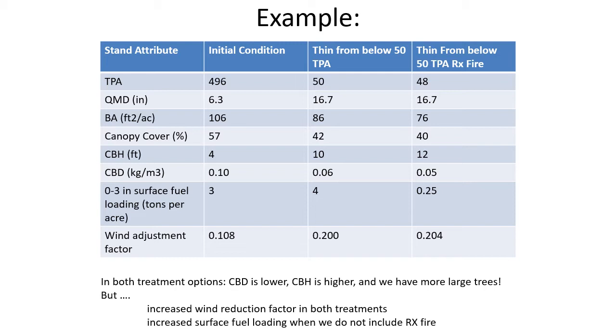But in our thin from below without the follow-up prescribed fire, we are increasing our surface fuel load. So we would need to do some fire behavior simulations to understand the implications of that. Or if we follow that up with a prescribed fire, at least in this scenario, we maybe lose a couple of trees, but we get rid of a lot of that surface fuel load. Then we also notice that these treatments are increasing our wind adjustment factor, and remember, an increase in the wind adjustment factor actually means that our estimated mid-flame wind speeds are going to be higher.